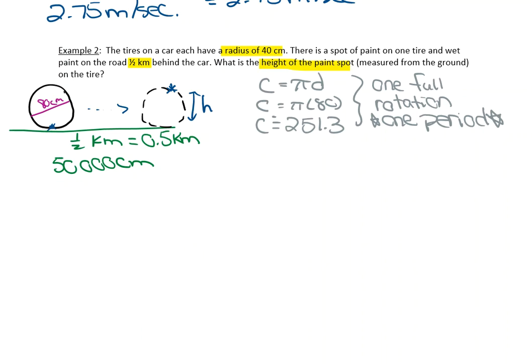Okay, back to what I was talking about. How many full cycles around, how many periods have we had in half a kilometer? To figure that out, I've got to do 50,000 divided by 251.3. So that gives us about 198.965 rotations.